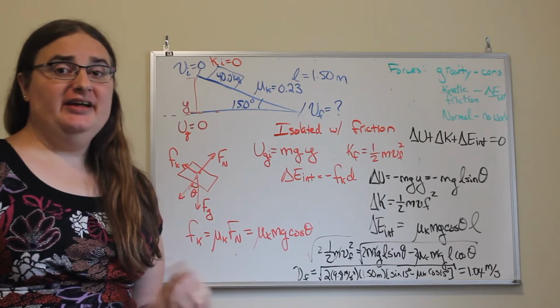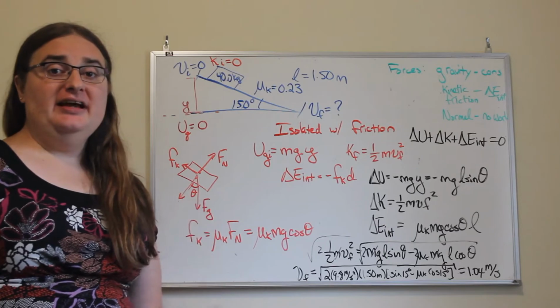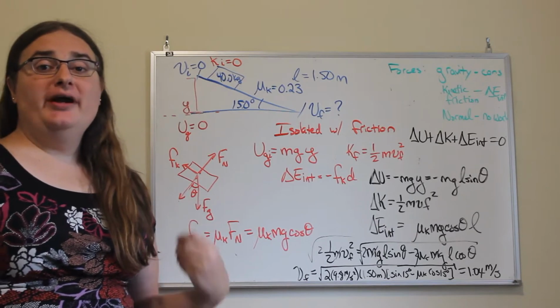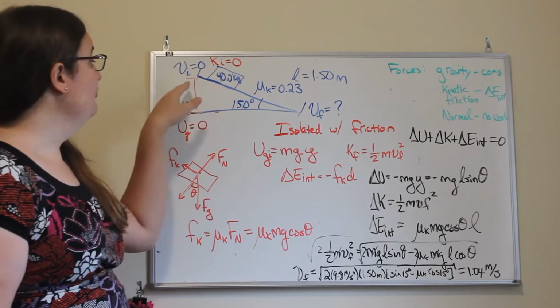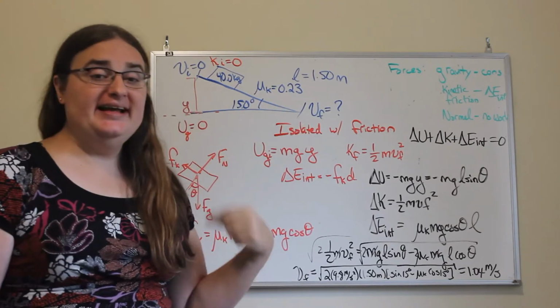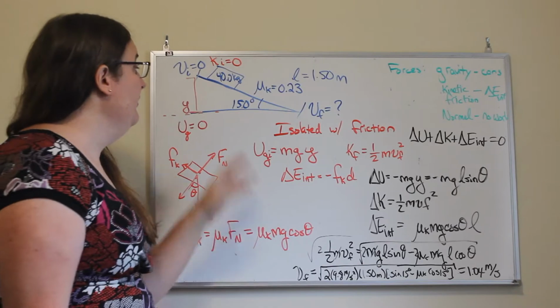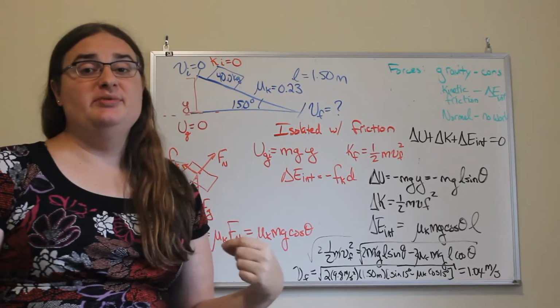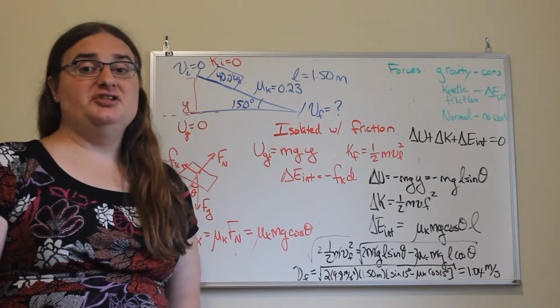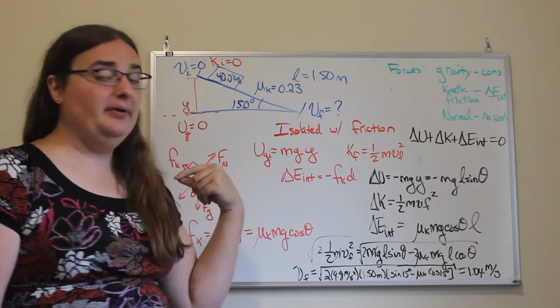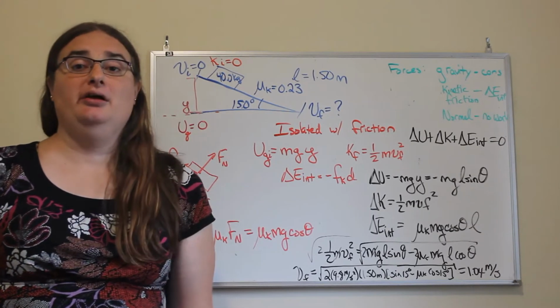Hi, let's take a look at an example of an isolated system where we have to consider friction. So, say we have a 40 kilogram mass sliding down a 15-degree ramp a distance of 1.5 meters from rest. And there's a coefficient of kinetic friction between our object and the ramp of 0.23.